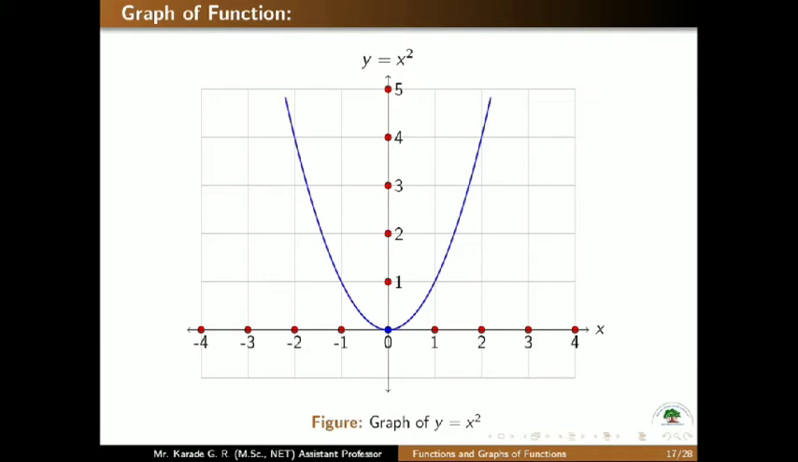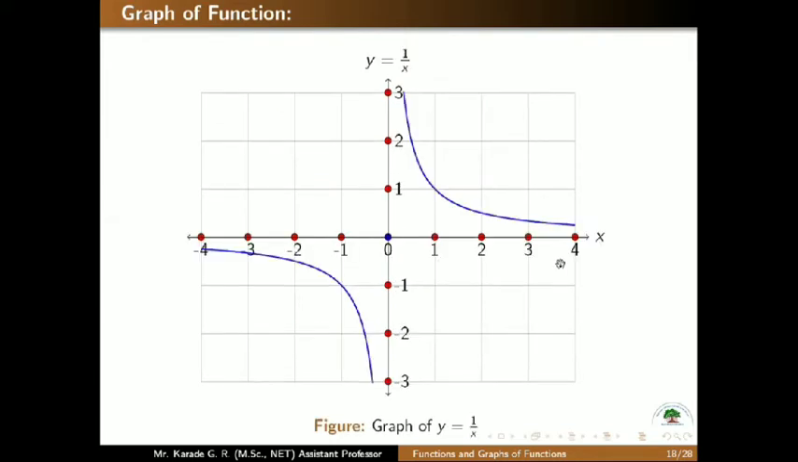Okay, so y equal to x square is an even function, therefore this graph is symmetric about the y-axis. See here, it is symmetric about the y-axis. No doubt it is a very simple function. We call it the square function. Okay, so the next function is the inverse function 1 by x.